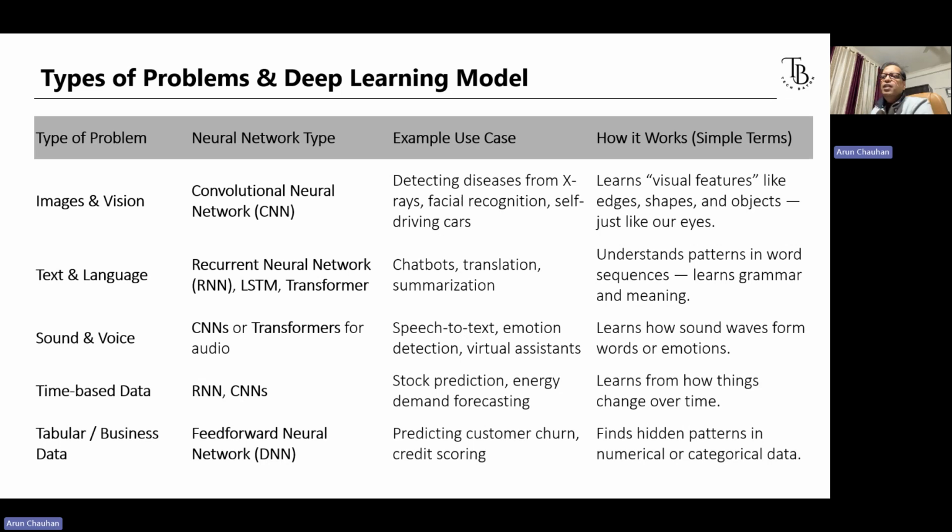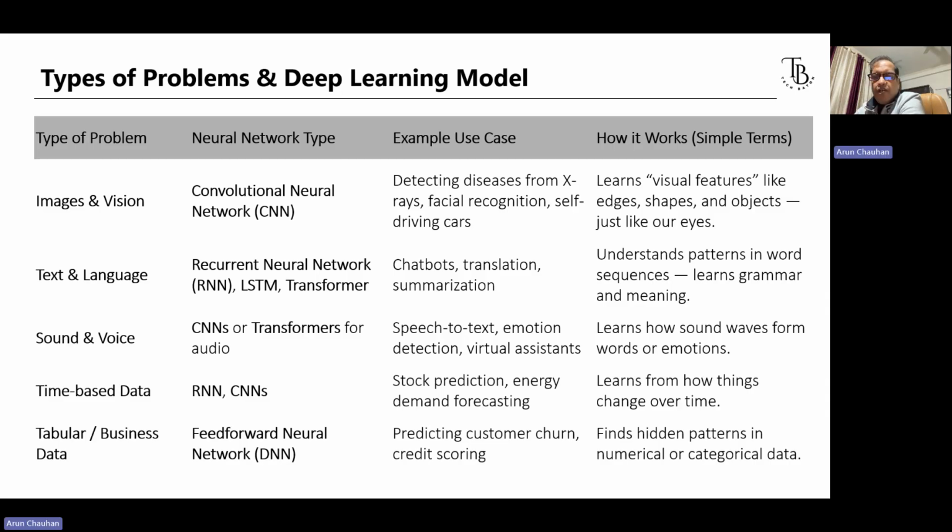Let's move on. When you're dealing with text and language, say you want to do summarization or translation, that's where RNN, LSTM, and transformers come into the picture. Typical example use cases are chatbots, translation, and summarization. They typically understand the pattern in the word sequence. They try to understand the grammar and the meaning of words, and try to put some sense into it.